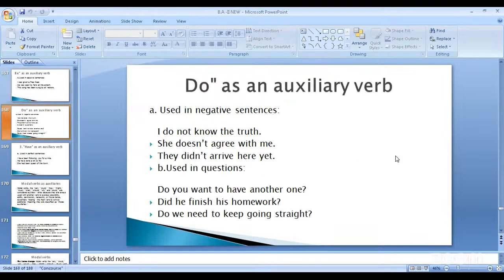Now, next coming to do as an auxiliary verb in negative sentences. I do not know the truth. So there is a not which comes between the auxiliary and the verb, right? She doesn't agree with me. Again, does and not agree. Then they didn't, here you can see the not in a contracted form. They didn't arrive here yet. It is also used in questions. Do you want to have another one? You can see the verb do in the form of a question. Did he finish his homework? Do we need to keep going straight?